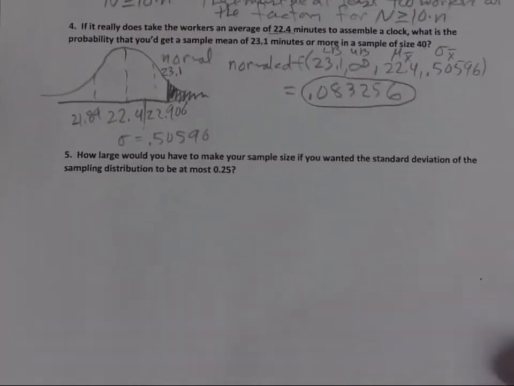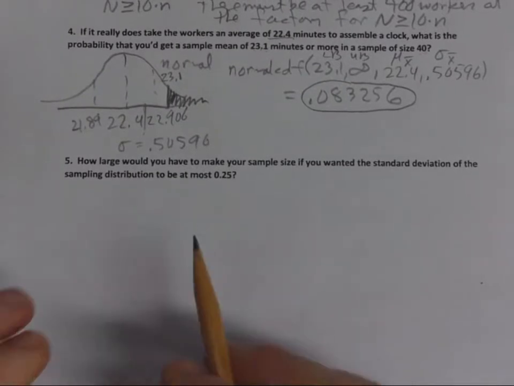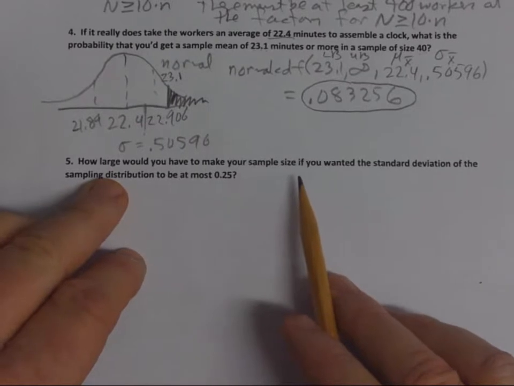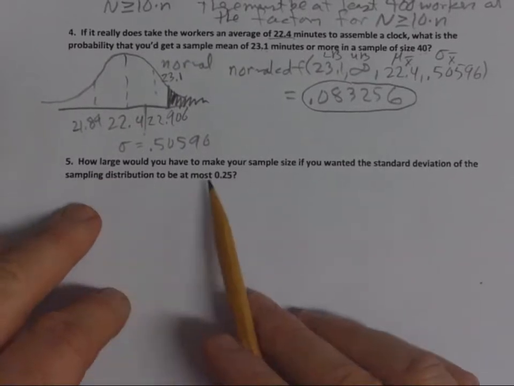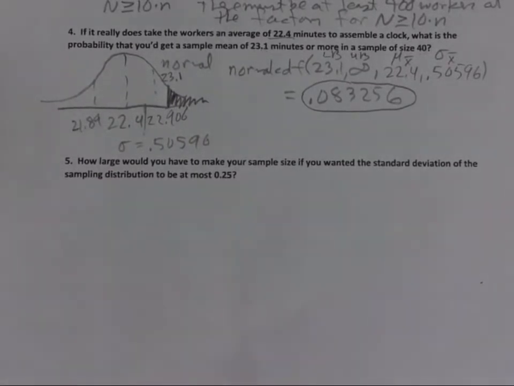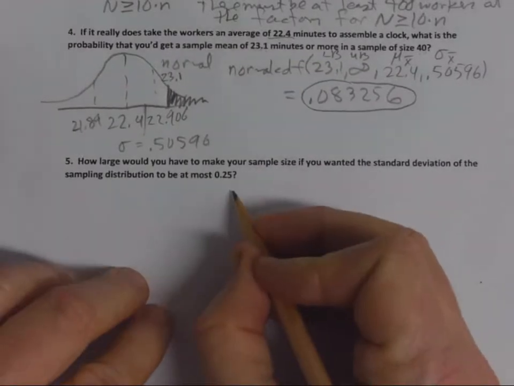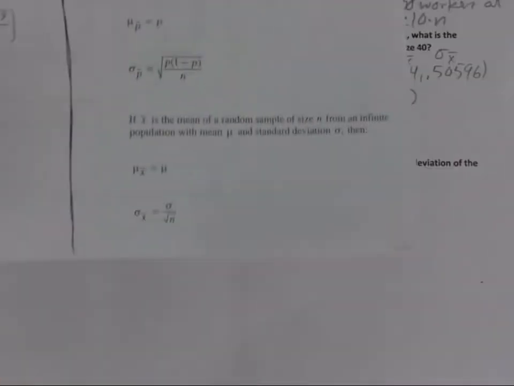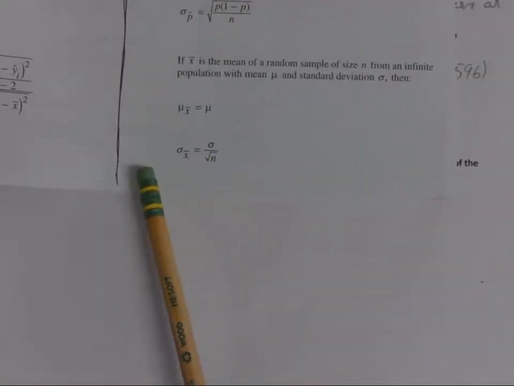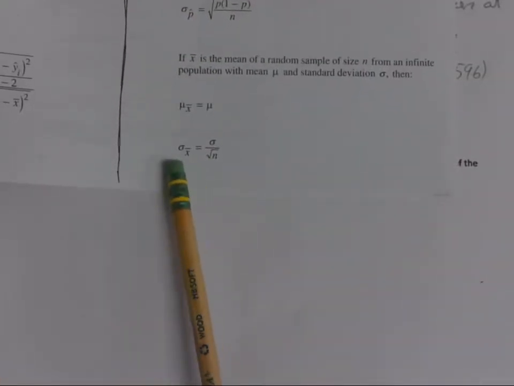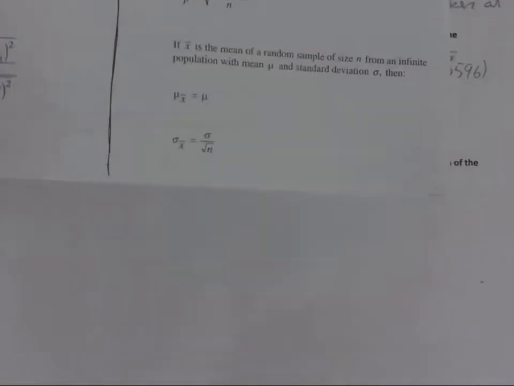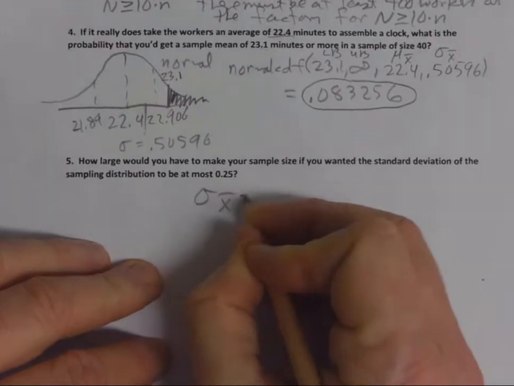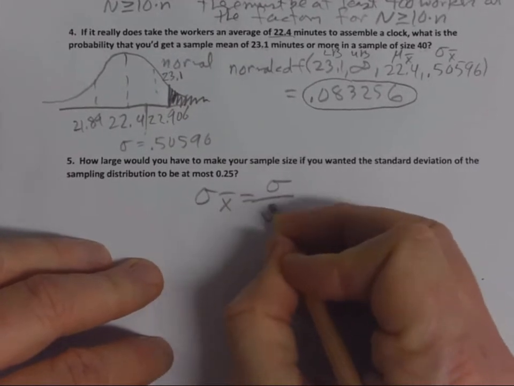So, okay, how large would you have to make your sample size if you wanted the standard deviation of the sampling distribution to be at most 0.25? Well, so formula for the standard deviation of the sampling distribution. Gee, I forgot what that was. Well, there it is, right on your formula sheet. The standard deviation of your x bars of your sampling distribution is sigma over the square root of n. So we'll use this formula. The standard deviation of your x bars is equal to sigma over the square root of n.